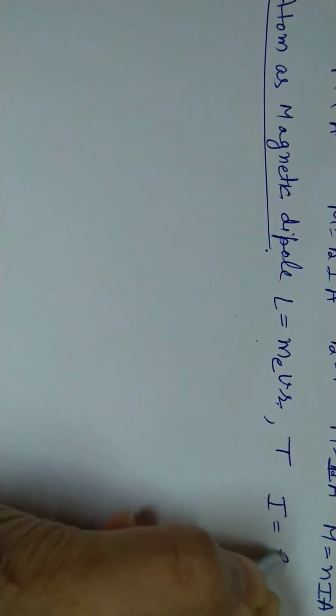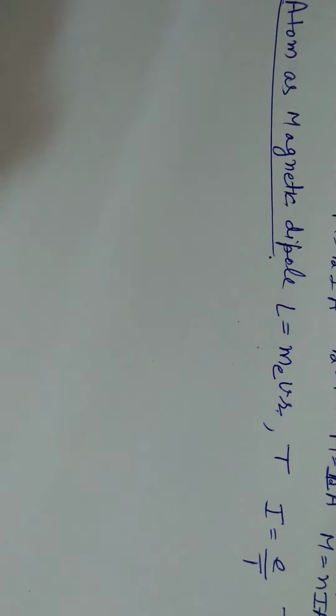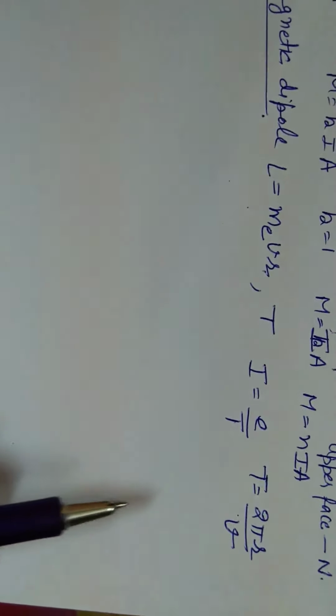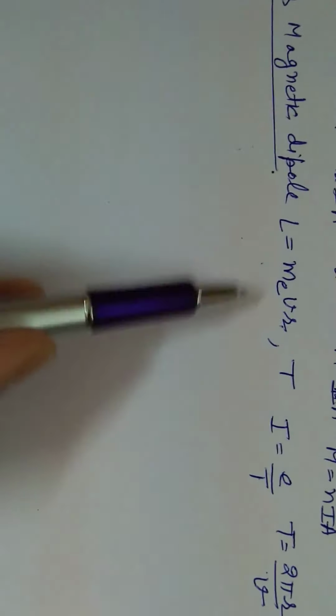And what about the current? The current is charge upon time, and the time is 2 pi r upon velocity. These are the terms we need to explain the atom as a magnetic dipole.